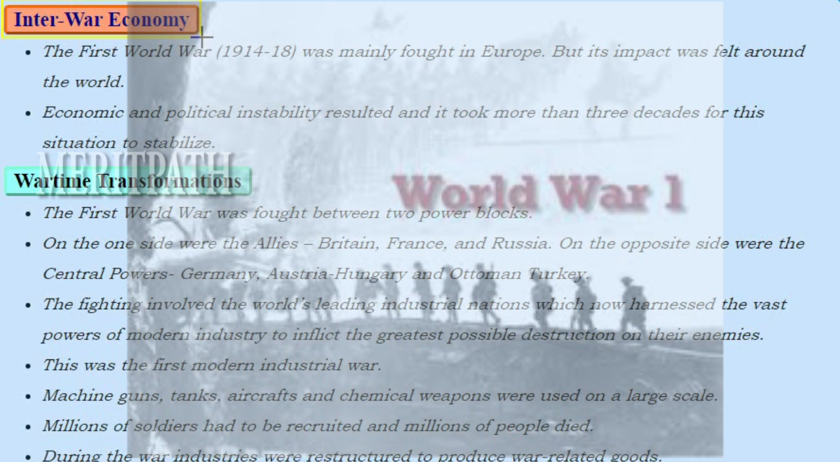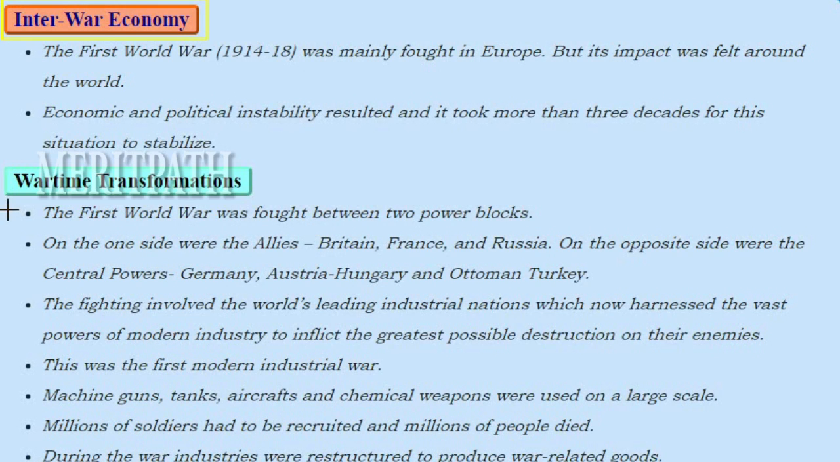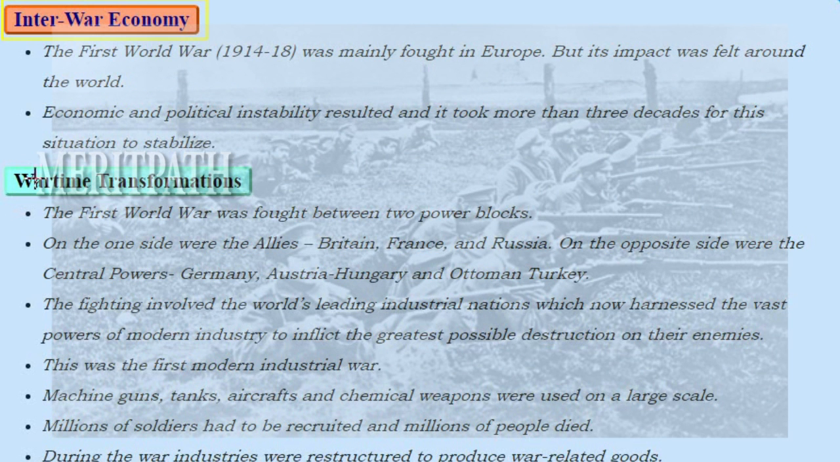Interwar Economy. The First World War, which was fought between 1914 to 1918, was mainly fought in Europe, but its impact was felt around the world. Economic and political instability resulted, and it took more than 3 decades for this situation to stabilize.